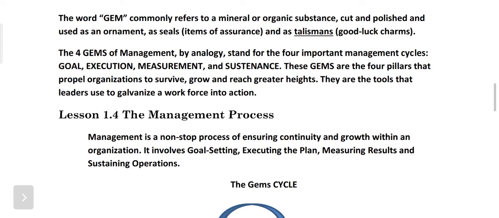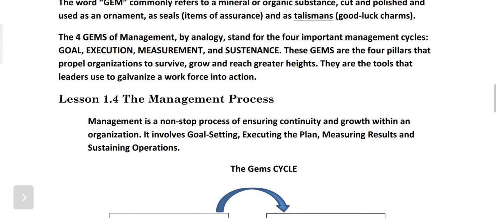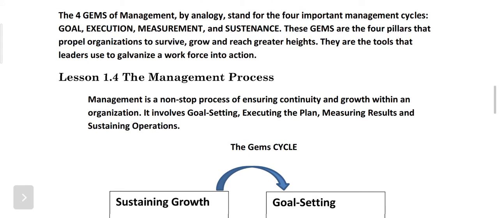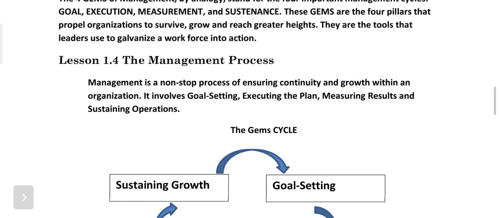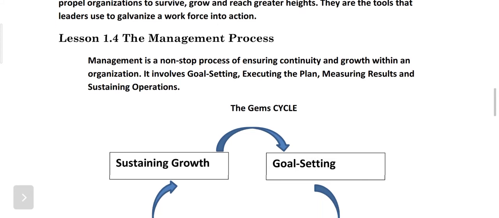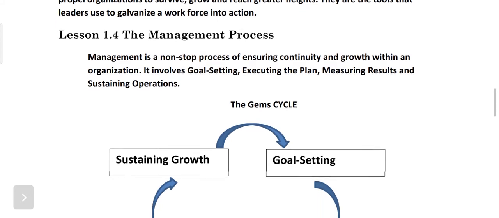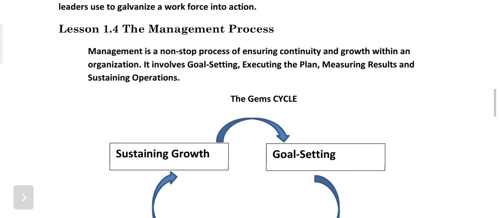These gems are the four pillars that propel organizations to survive, grow, and reach greater heights. They are the tools that leaders use to galvanize a workforce into action. Lesson 1.4, the management process.